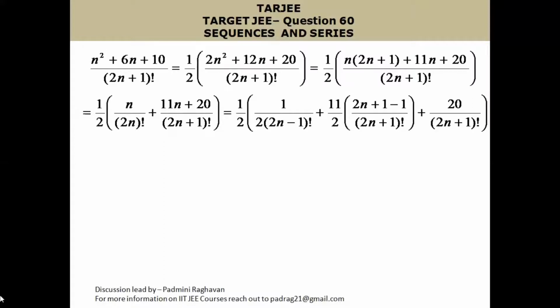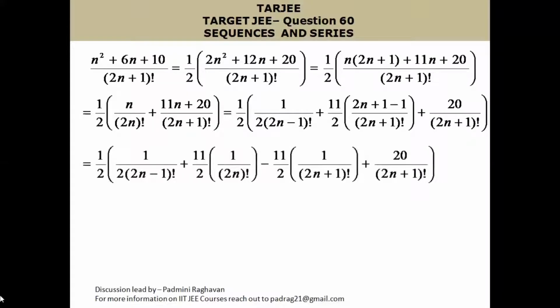In this 11n by (2n plus 1) factorial, pull out 11, multiply and divide by 2, add and subtract a 1, so that the middle term looks like 11 by 2 into (2n plus 1 minus 1) divided by (2n plus 1) the whole factorial, and the last term is plus 20 by (2n plus 1) the whole factorial. This is equal to 1 by 2 into, the first term remains as it is, the second term is 11 by 2 into, cancel a 2n plus 1 in the numerator with a 2n plus 1 in the denominator, we get a 1 by (2n) whole factorial.